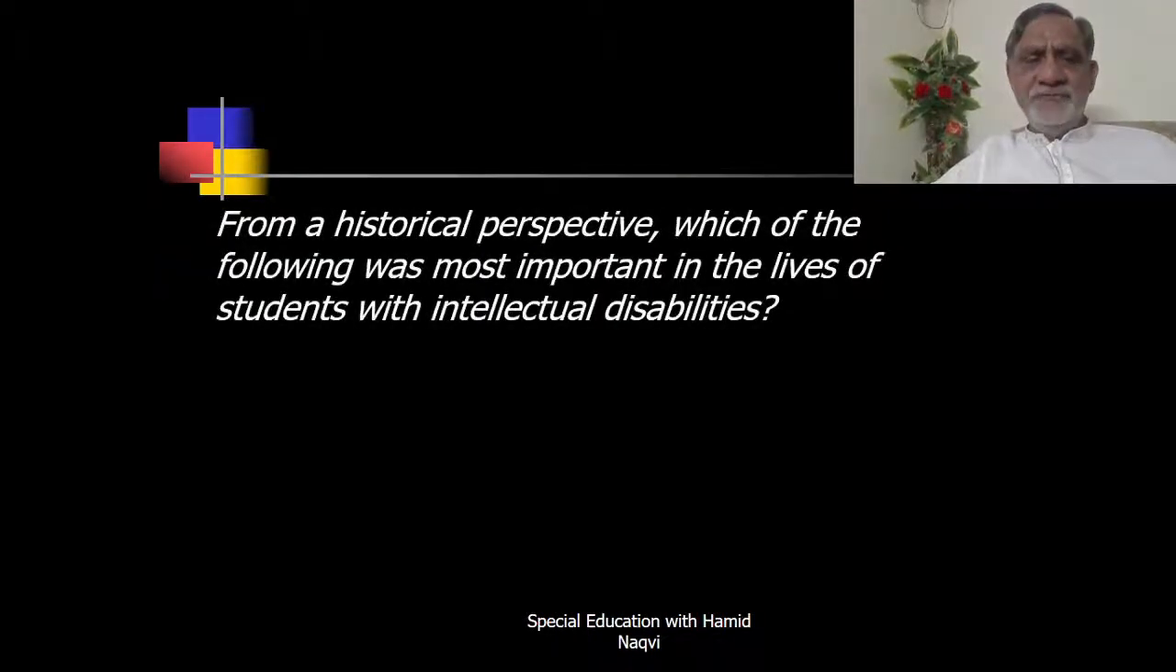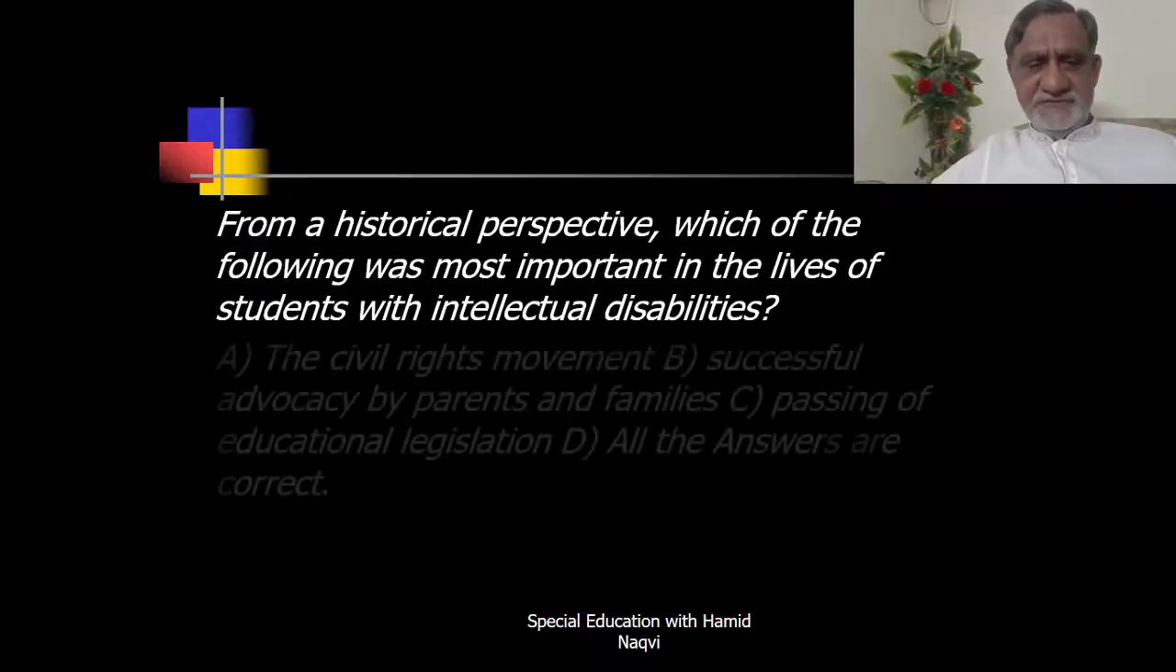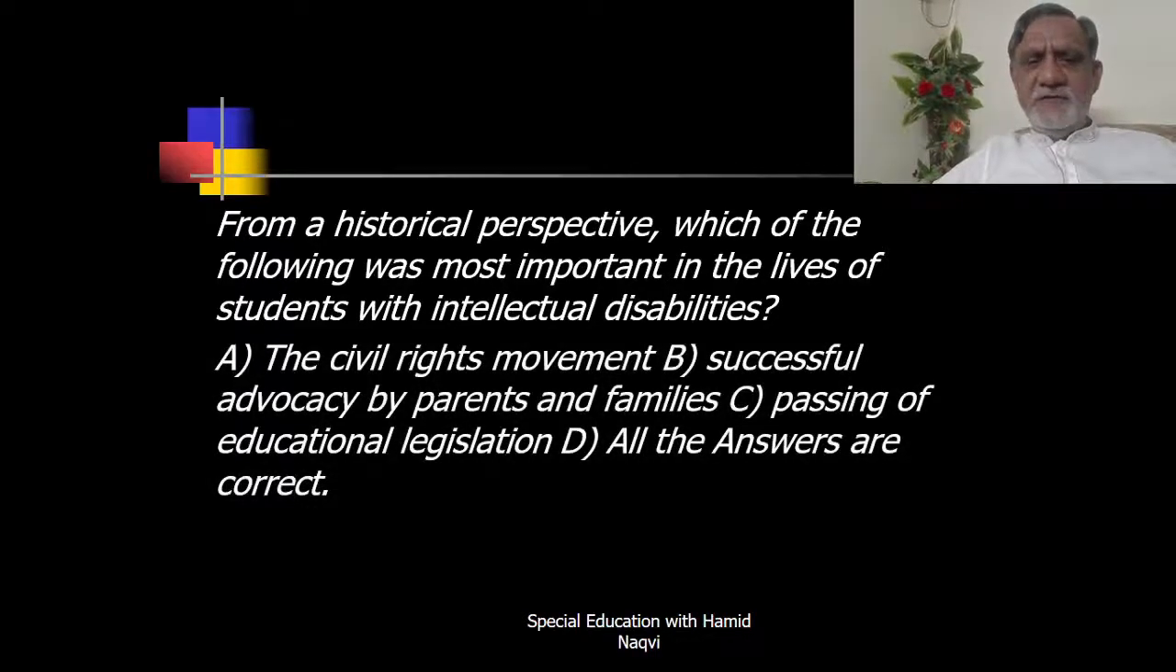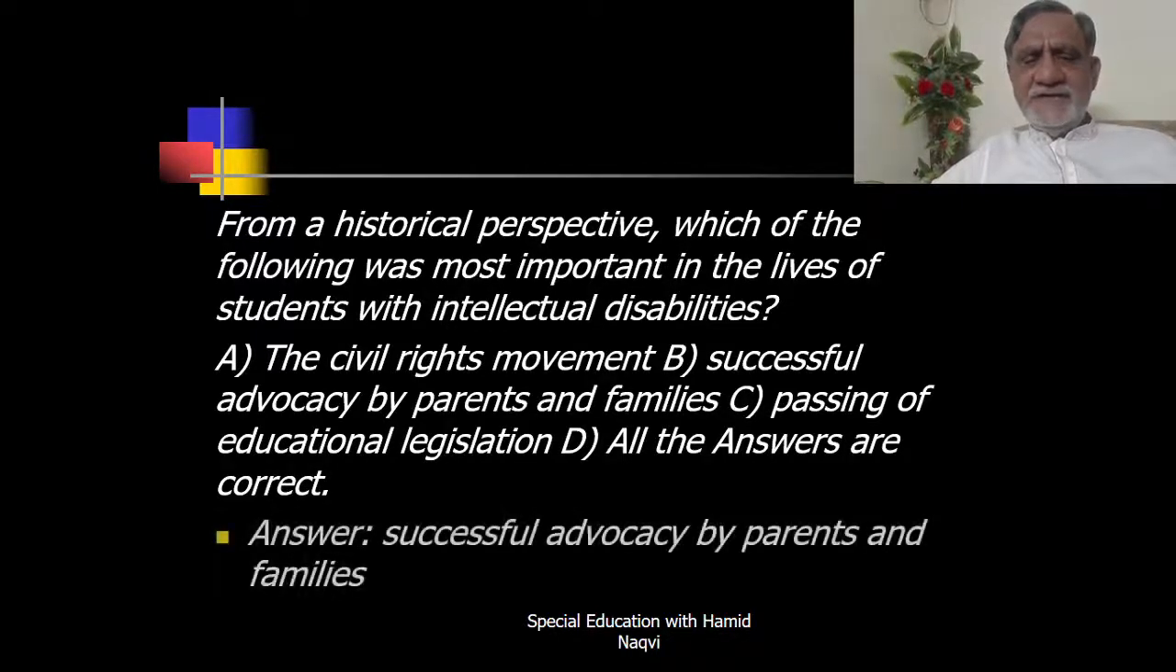Question number 1. From a historical perspective, which of the following was most important in the lives of students with intellectual disabilities? The civil rights movement, successful advocacy by parents and families, passing of educational legislation, or all the answers are correct. Correct is successful advocacy by parents and families.